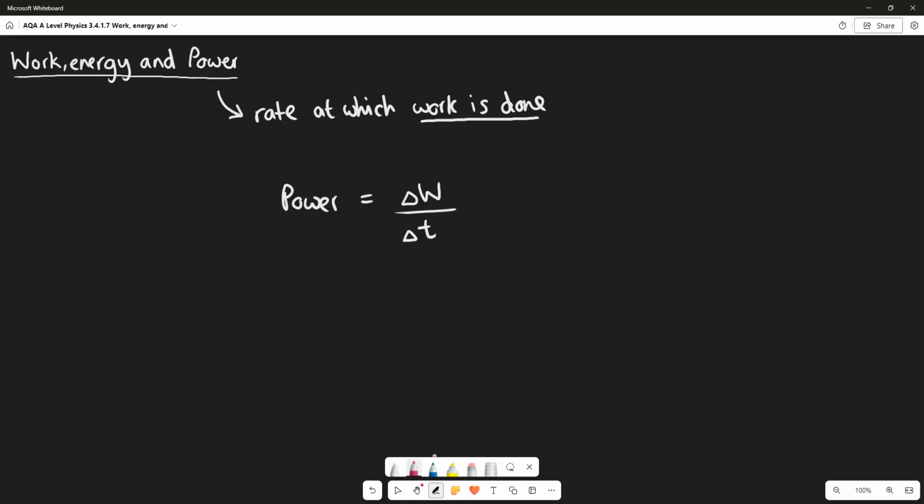If we substitute in some of the previous equations, then we can analyse and get a couple more equations. We know that work is force times distance. And if we have a look here, we can see that a distance divided by a time, that's a velocity. So it can also be force multiplied by velocity.